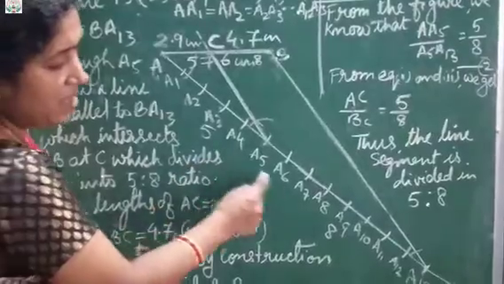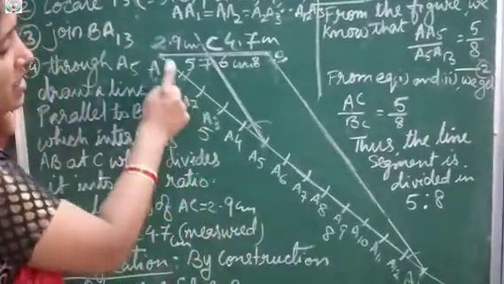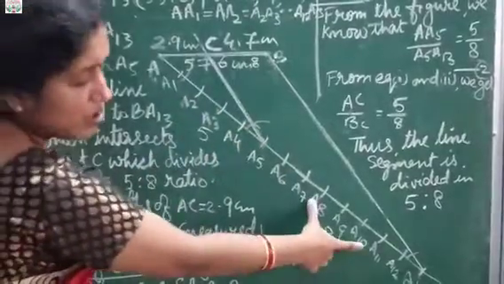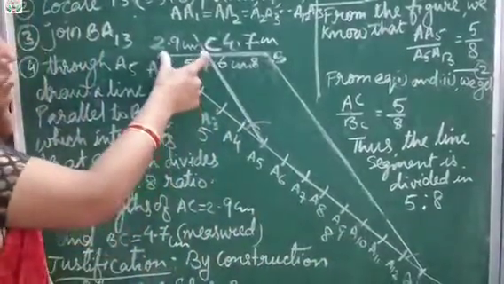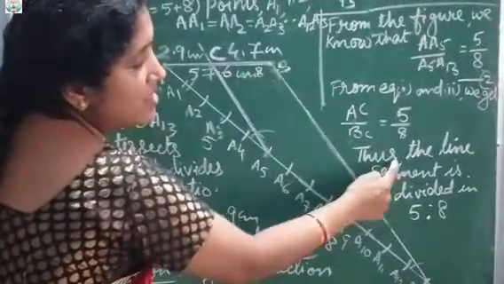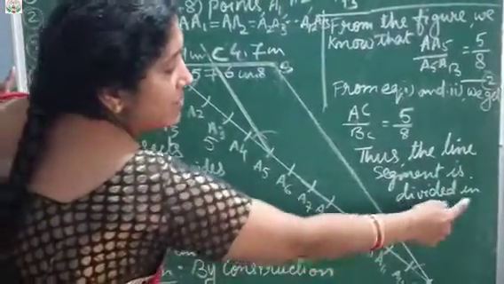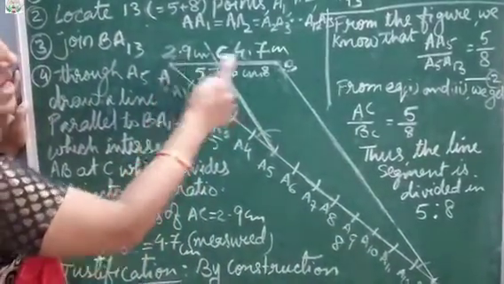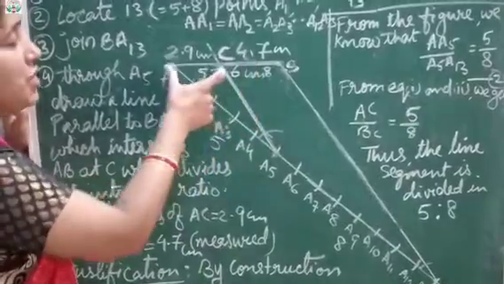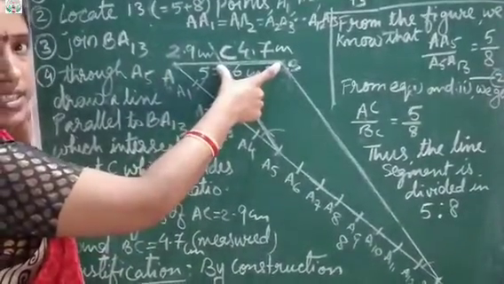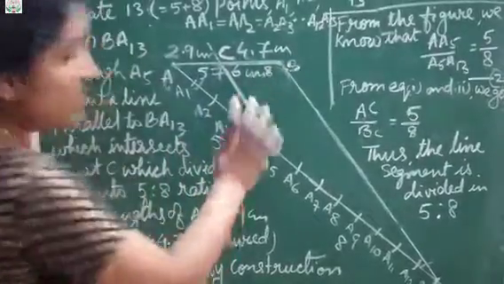This is 5 and this is 8. And we know that this is equal to this part. So definitely this is also 5 and this is 8. So proved. That means thus the line segment is divided in 5:8 ratio. On measuring, we got the first part as 2.9 cm, the second part as 4.7 cm. Okay, that is the end of this one.